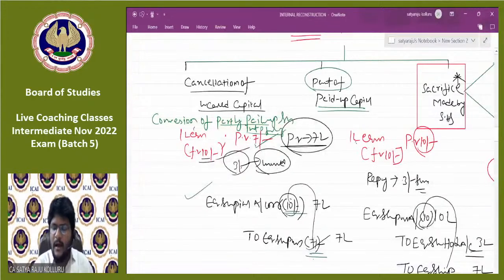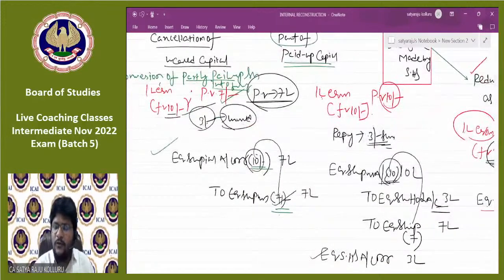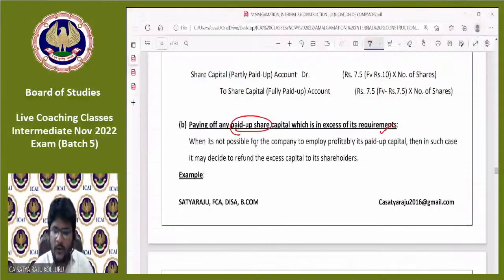We are paying the fully paid up shares to the extent of 3 rupees per share. So that's why the existing face value should be debited. You need to make credit to equity shareholders. The remaining face value, make it credit. You can make payment to the equity shareholders.